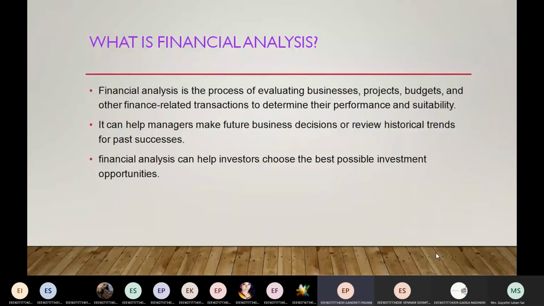Financial analysis is the process of evaluating businesses, projects, budgets, and other finance related transactions to determine their performance and suitability. It can help managers to make future business decisions or review historical trends for past successes. Financial analysis can help investors to choose the best possible investment opportunities. Ma'am, next slide, ma'am.